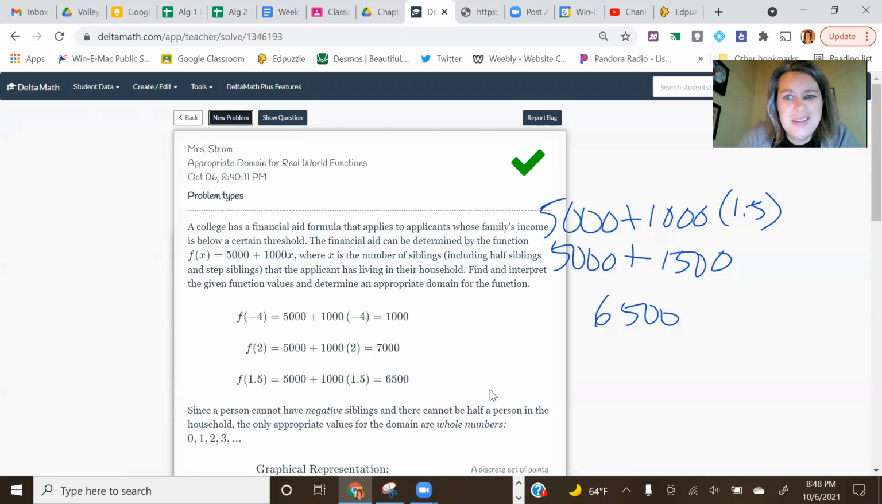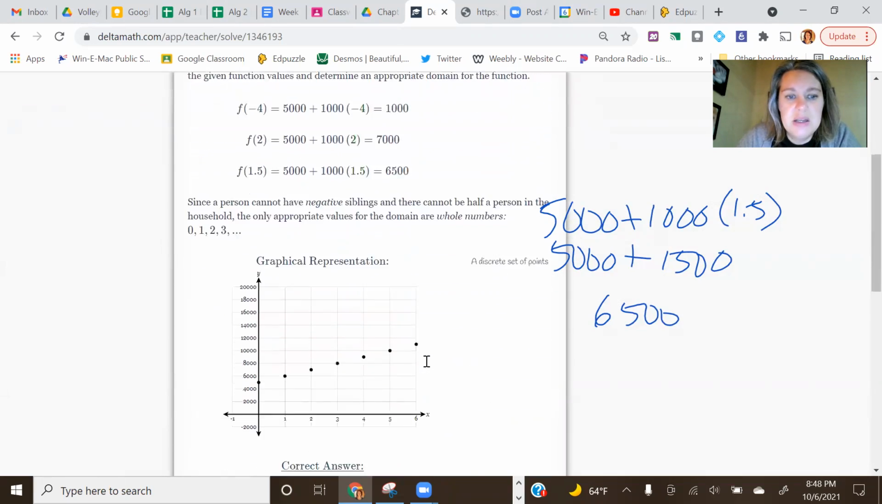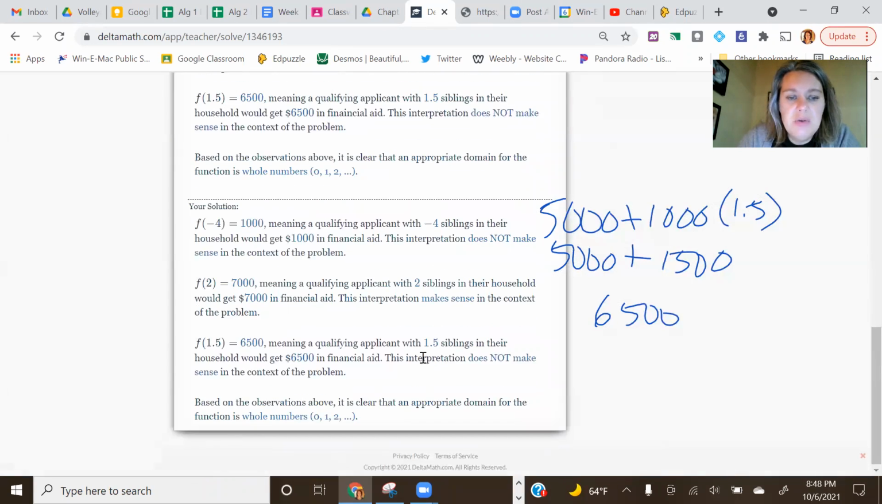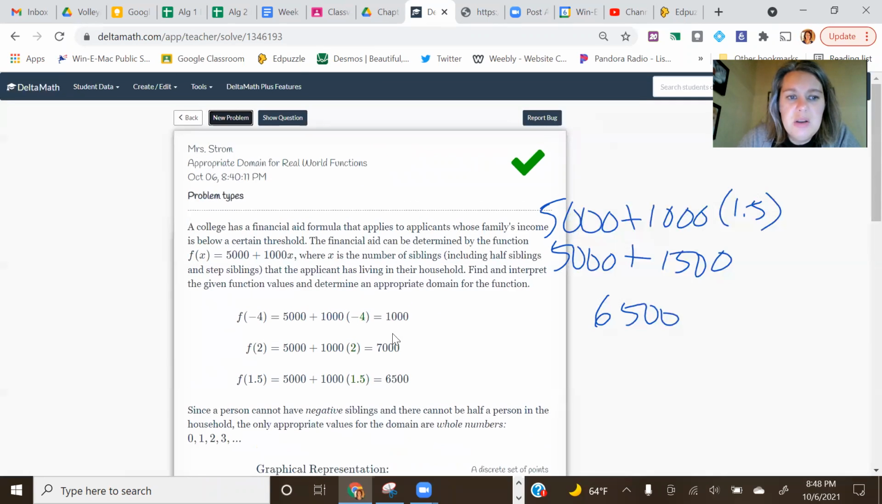Yay, we got it right. I was actually a little bit worried because there's so much going on, right? Okay, so here we go. We plugged in those numbers. So what am I looking for from you here? I'm looking that you can identify that X is the number of siblings because of reading this, that you understand X is the siblings, and you understand that when you plug it all in and you get your answer, you're getting your amount of financial aid. So those are really important here that you can understand those.